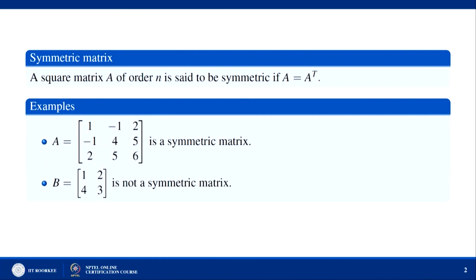A square matrix A of order n is said to be symmetric if A is equal to A transpose. Transpose means you interchange rows and columns, and if after interchanging rows and columns the matrix remains unchanged, then we say the matrix is symmetric. For example, in this matrix you can find that A transpose is equal to A. In this other matrix, these two elements are not the same, so A is not equal to A transpose, and this matrix is not symmetric.